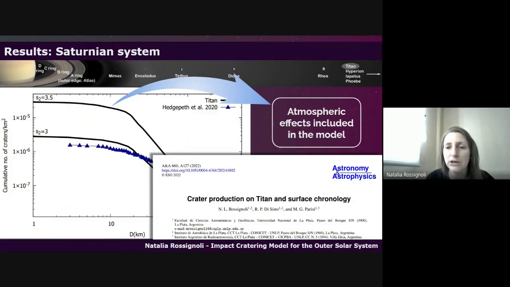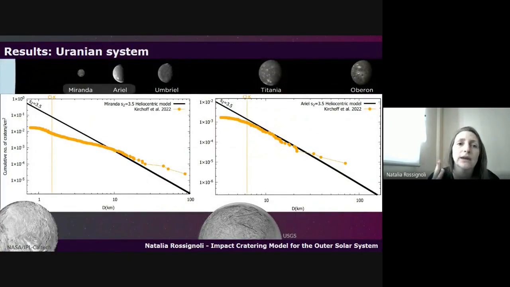So if you want to check out more details, here's the work, and you can ask me later. But it was a very interesting work to do, and it was the first time we modeled the atmospheric effects. So now going into the Uranian system, we have 5 classical satellites or mid-sized satellites.